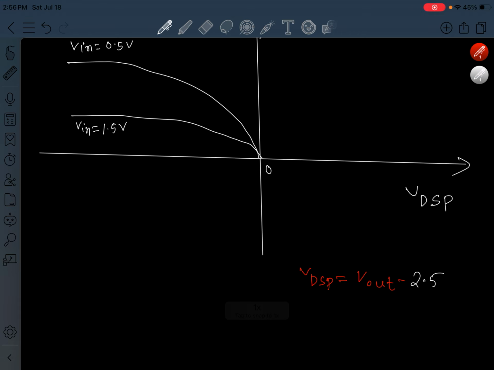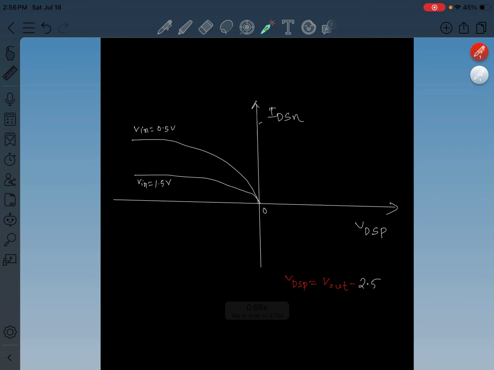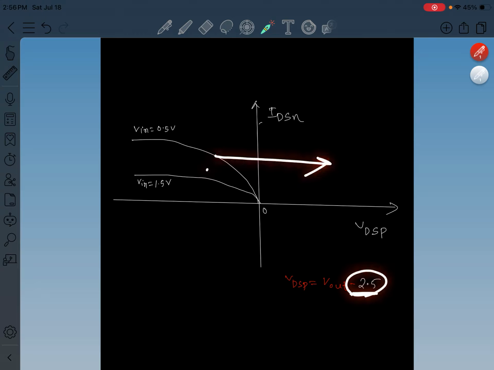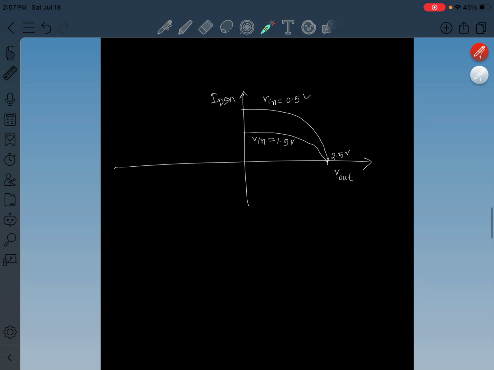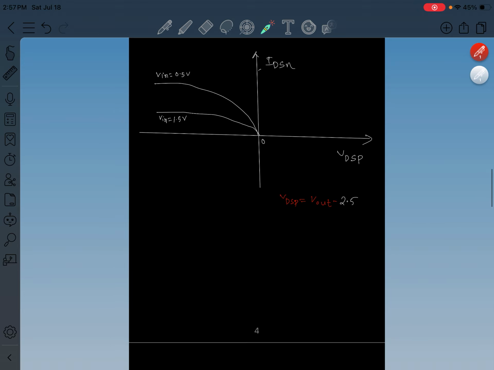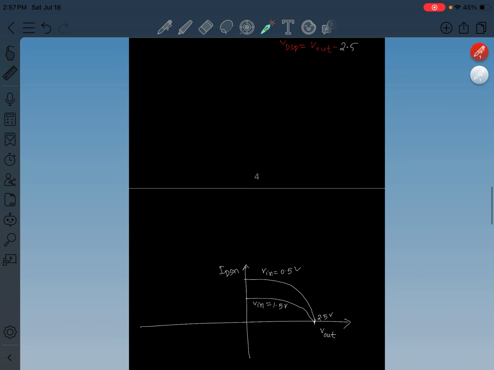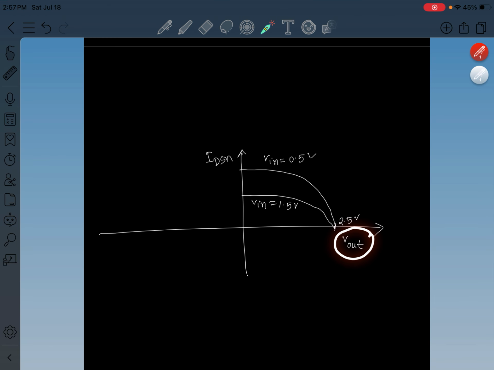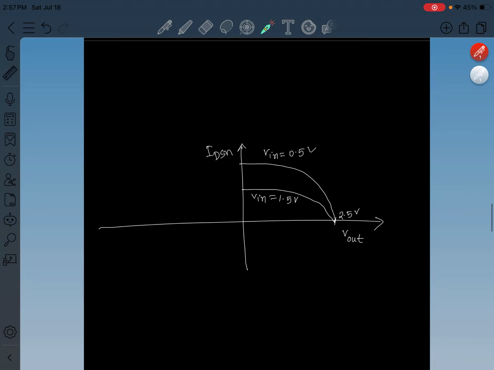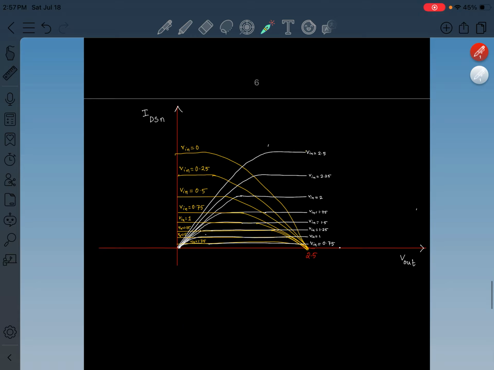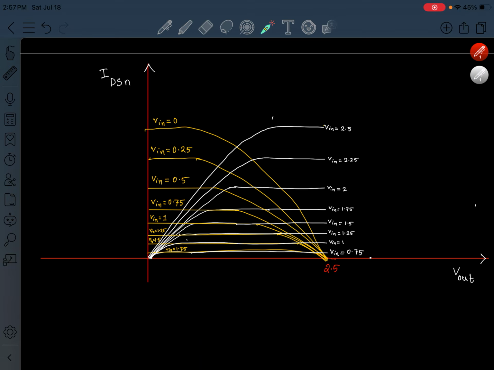So if we change the axis VDSP to V out, the curve will shift rightward because there is a -2.5 volt. So we get a 2.5 unit rightward shifted curve. If we shift this curve rightward 2.5 unit, we'll get this exact curve, but shifted rightward, and we change the x-axis to V out, right? Now this curve has y-axis IDSN and x-axis V out, that is exactly the same as the NMOS curve. Now if we sketch the NMOS and PMOS curves in a single plot, that will look like this.